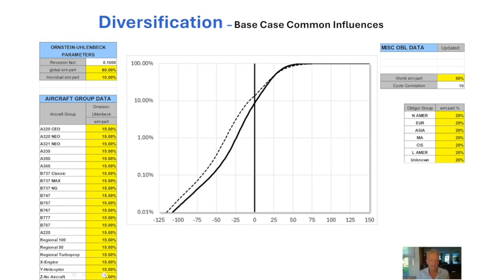And here are the base case common influences for aircraft, and here they are shown for the obligor default correlations. You can see that the whole NPV diagram shifts to the right. In other words, less risk, less downside. Okay, so there's a whole shift here from the left to the right, which means much less risk. We have a lower probability of risk overall.